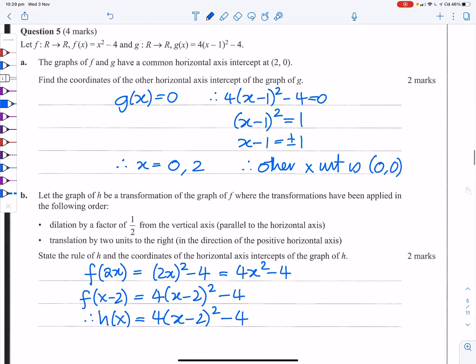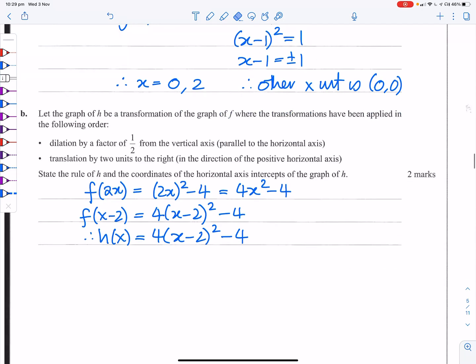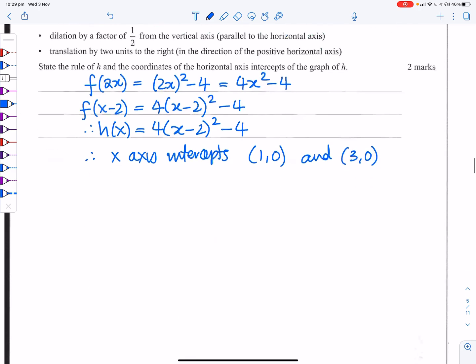So these two graphs are very similar. However, this graph has been translated one more unit to the right. So therefore we could say x-axis intercepts. I don't know why they've said horizontal, because then you have to write horizontal axis intercepts. Like, what a waste of time. So we know if we translate this one to the right, we get the point 1, 0. And if we translate 2, 0 to the right, we get 3, 0.